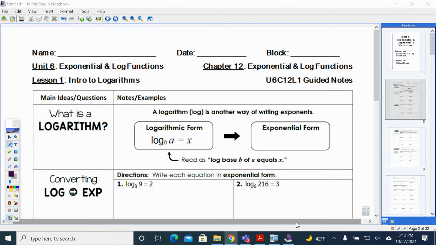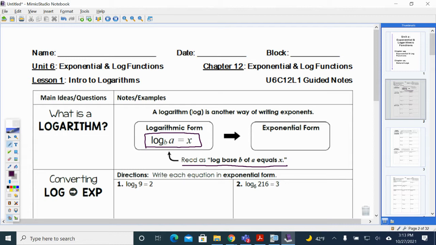In log form, we have log base b of a equals x. So this right here is read log base b of a equals x. That little b is what we call a subscript. So it's at the bottom, it's smaller than the log and the a, it's written smaller and it's written below. So log base b of a equals x. Now that's the logarithmic form.